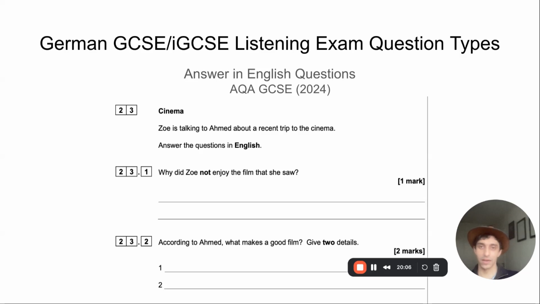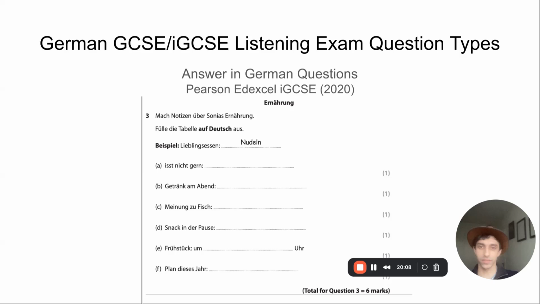Okay, that's answering in English. And the final type of question is where you've got to answer in German. This one comes from a Pearson Edexcel iGCSE paper from 2020. This one is about diet.